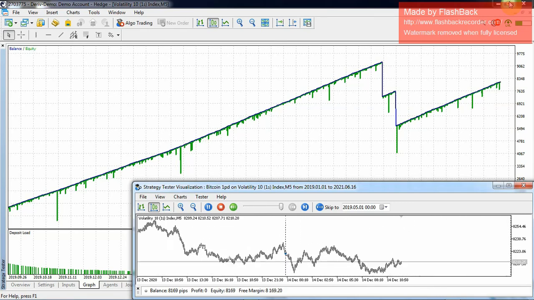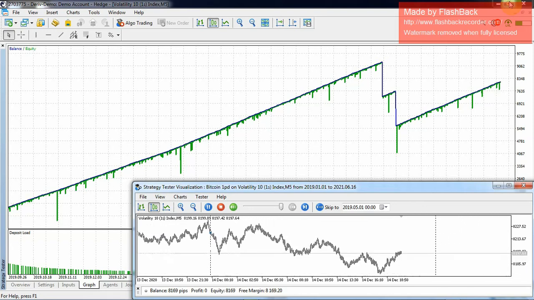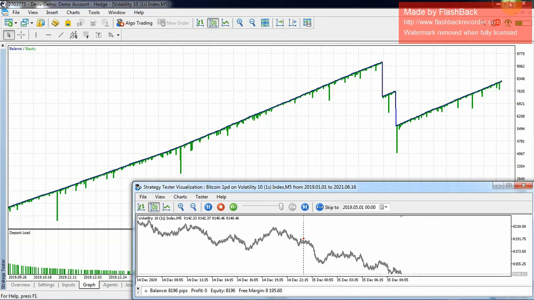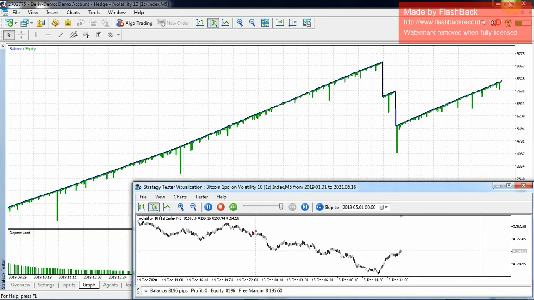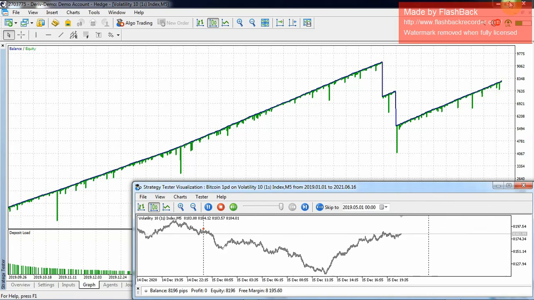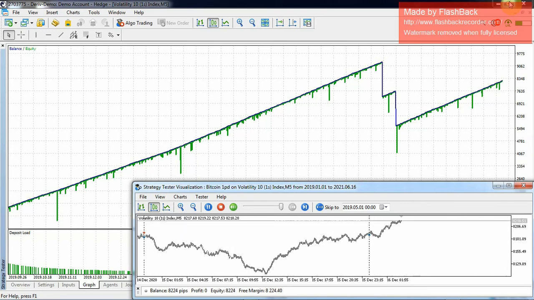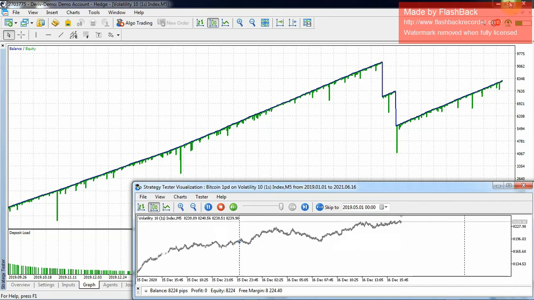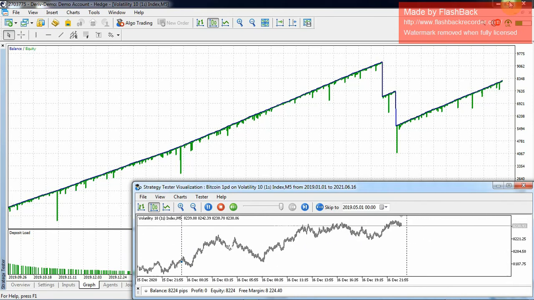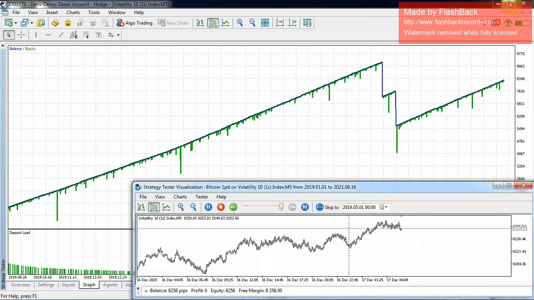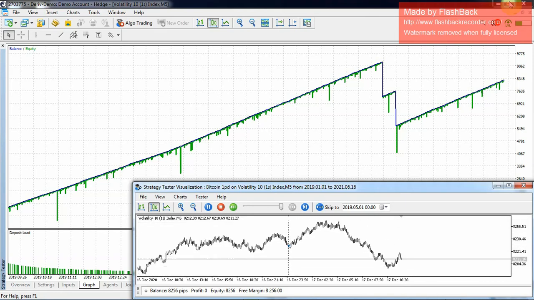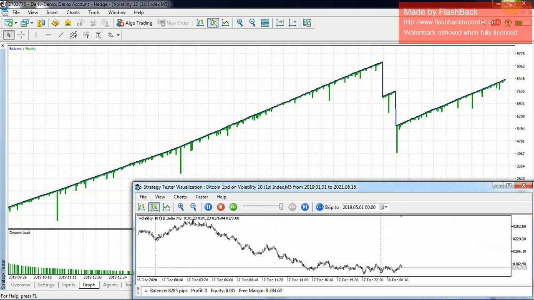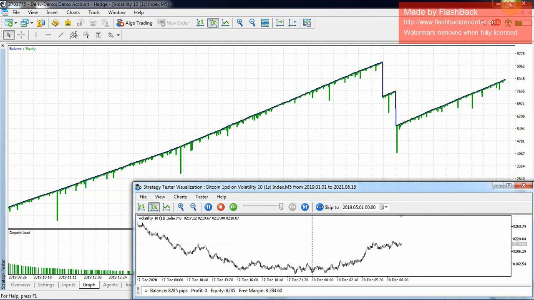So even I, as the creator of this robot, I cannot tell when the robot will make a loss. I said this earlier on in this video. I cannot tell. We are trading in probabilities. All I know is that long term I'll win, but when that loss will come, that one I cannot tell as well.